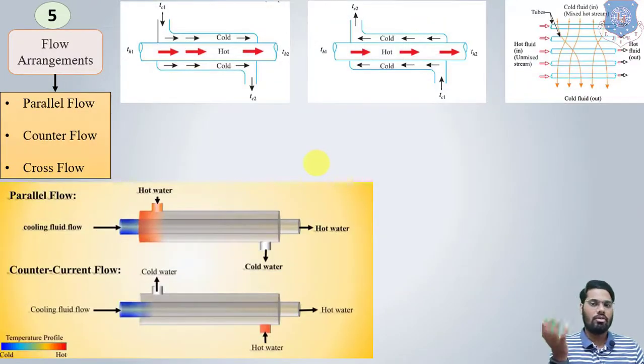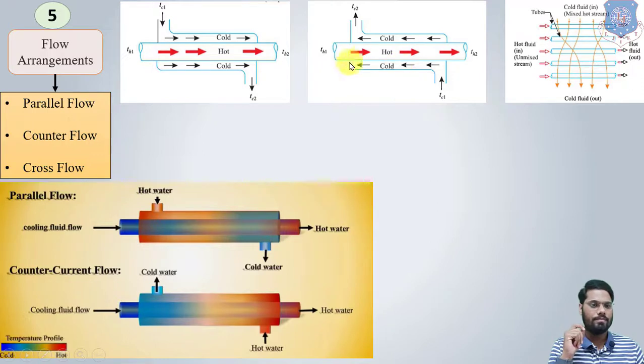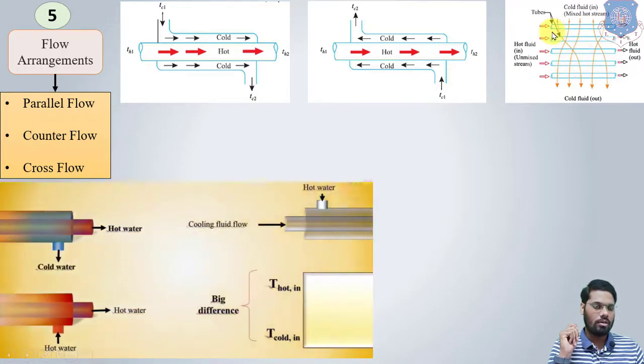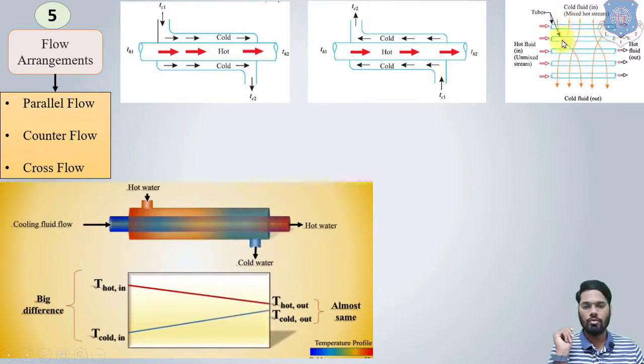At the last, according to the flow arrangement: parallel flow, counter flow, and cross flow. We know that in a parallel flow, the flow direction of both fluids, hot fluid and cold fluid, is the same, as you can see in this figure. In counter flow, the flow directions of hot fluid and cold fluid are different, opposite to each other. And in a cross flow, as you can see in the figure, the hot fluid flows in this pipe and the cold fluid flows randomly on the surface of the pipe.